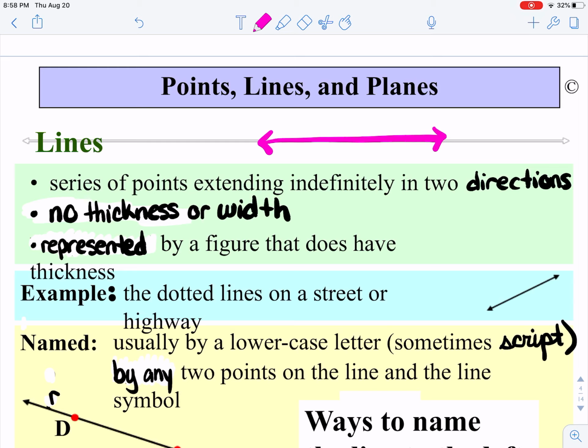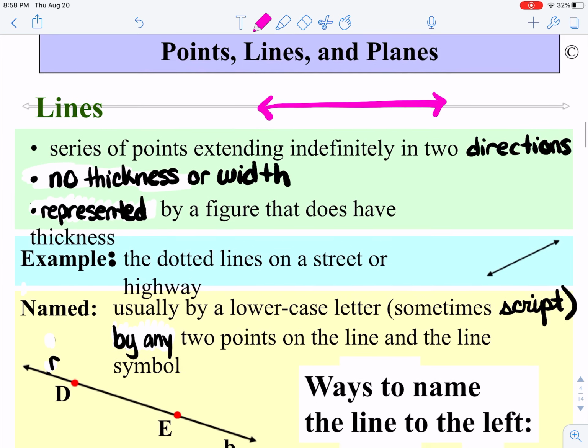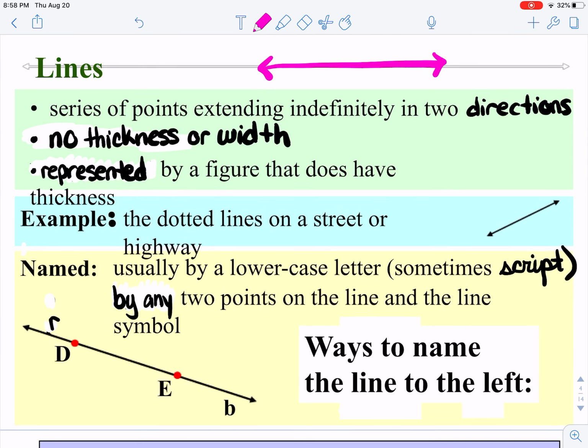If you didn't have the arrowheads, that's another vocabulary word we're going to tackle in our next class called a line segment. A line segment is just a small piece of a line. So you have to be very careful. Again, these symbols are very important when you have to draw stuff out. You have to put the arrows on it. Again, a line has no thickness or width, but in order to physically work with it and do math with it, we will draw a straight line to signify a line. Examples: you could have a dotted line, a street on a highway.